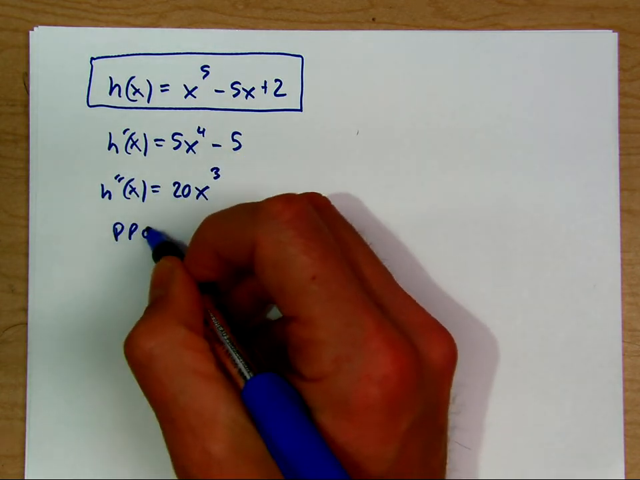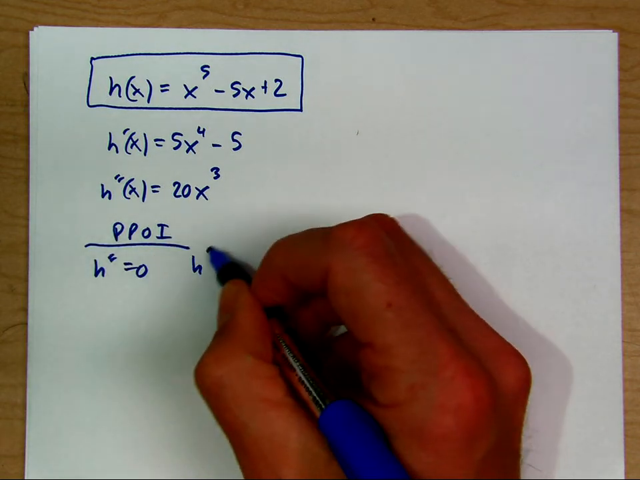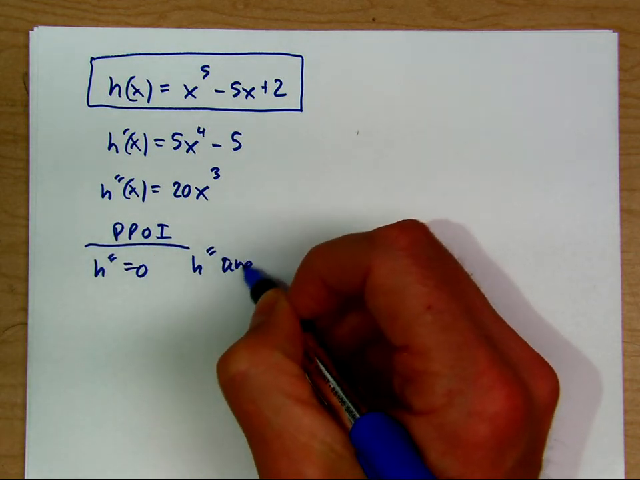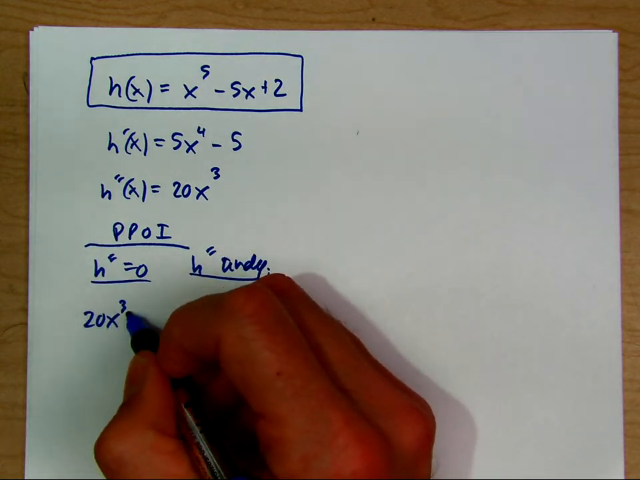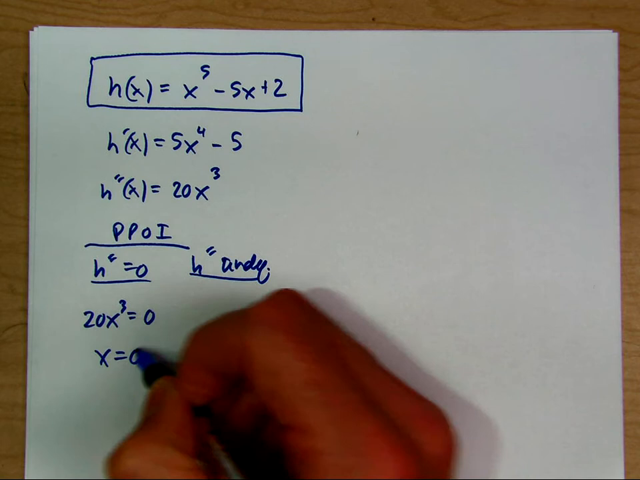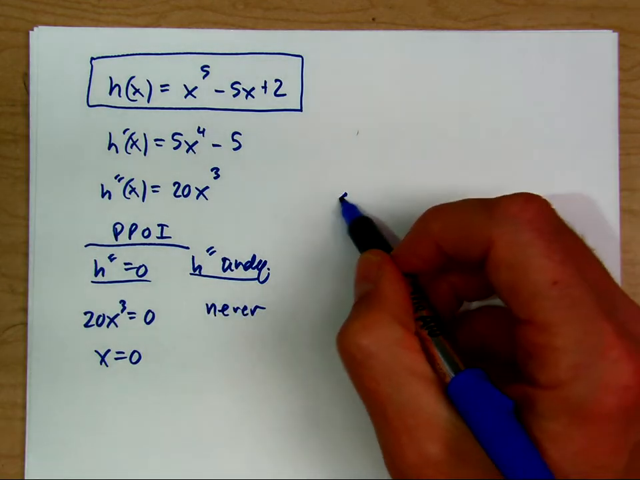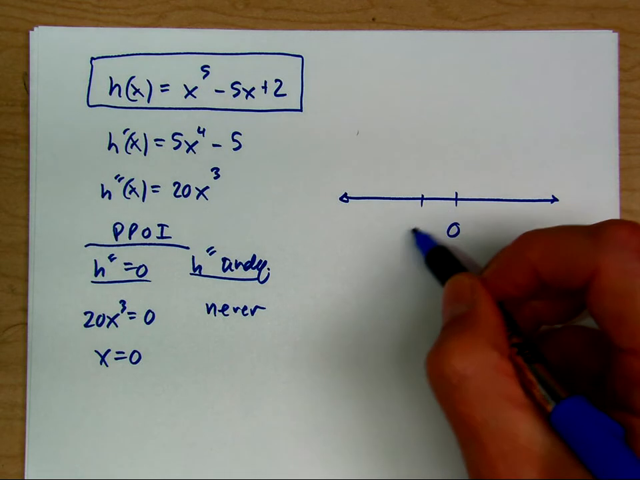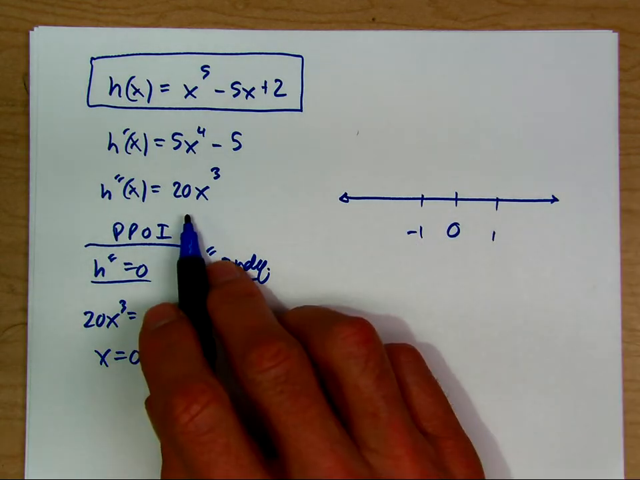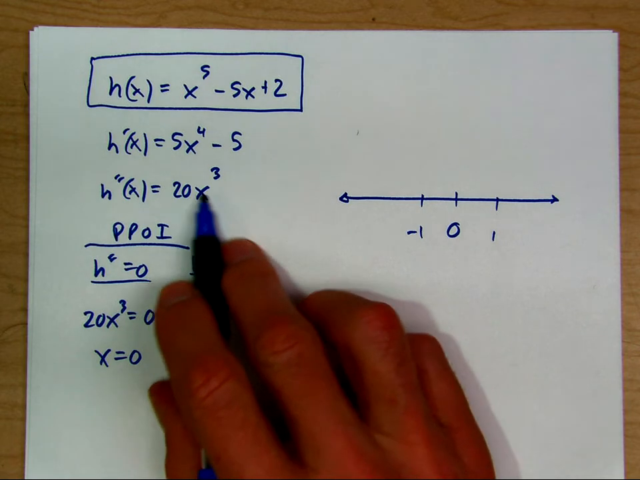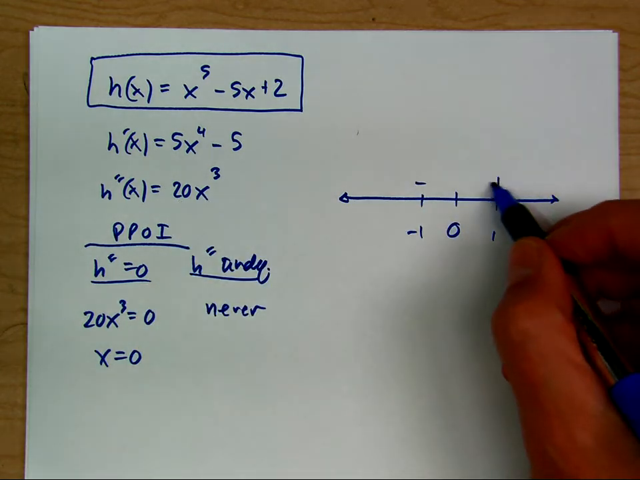Possible points of inflection are when the second derivative is 0 or the second derivative is undefined. The second derivative is 0 at 0 and is never undefined. And then we check on either side. With negative 1 in the second derivative, that'll be a negative 20, and then put a 1 there and we get a positive 20.